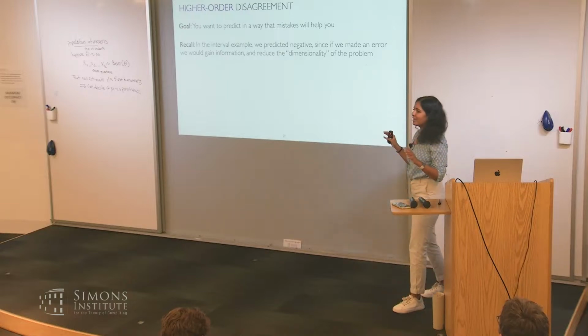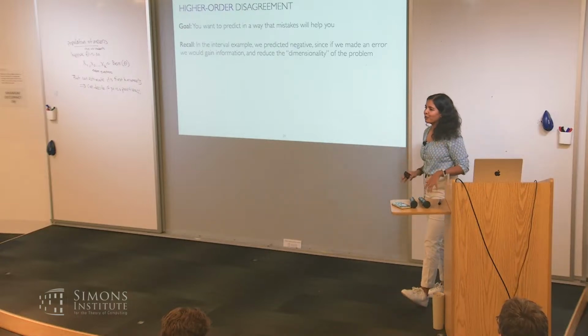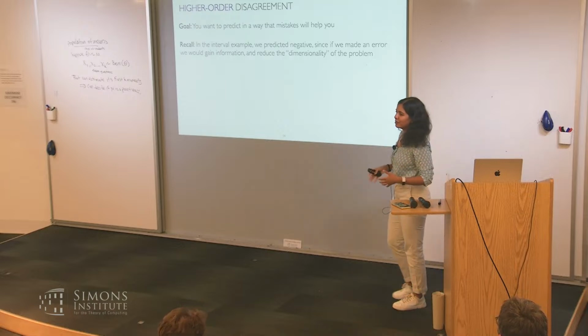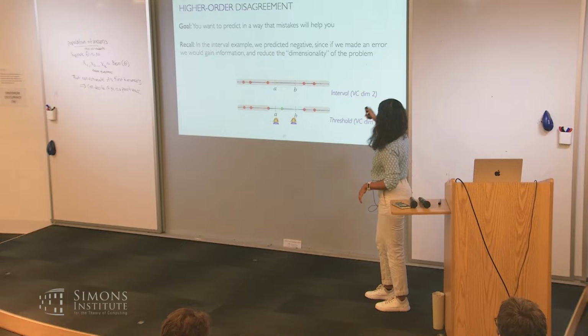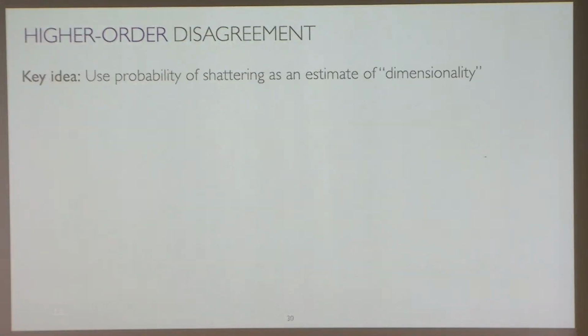So this should sound like the halving algorithm, if you've heard of it. And this is going to be some version of the halving algorithm for infinite VC dimension classes. So this is just like the interval going to a threshold. So VC dimension 2 to VC dimension 1.